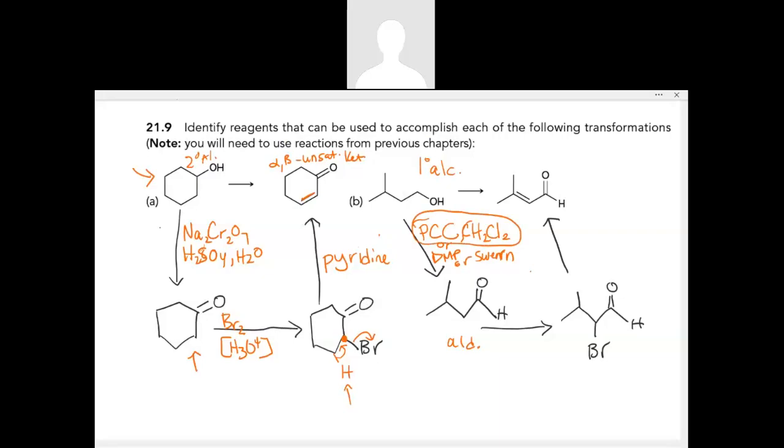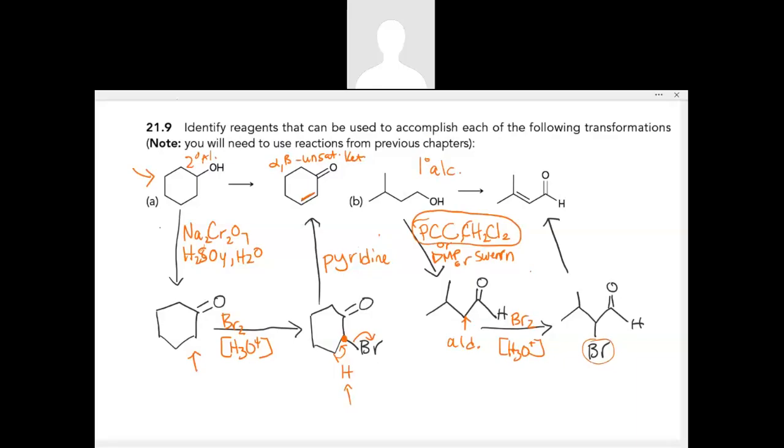Then, just like we saw in part A, in acidic conditions, we can brominate our alpha position using Br2, which will be right here. And that's what we see with this bromine installed in our second intermediate here.